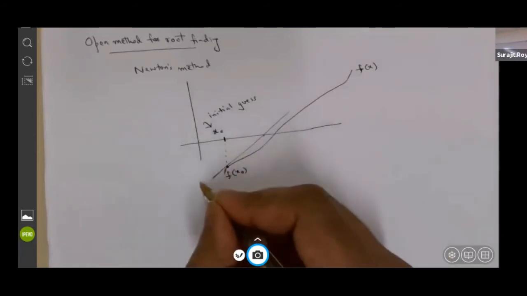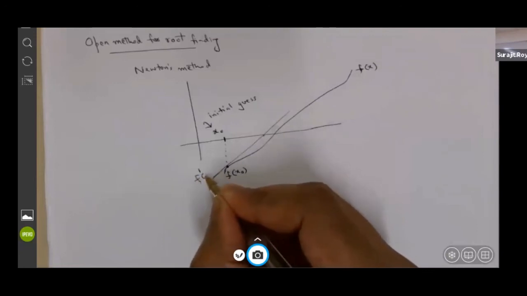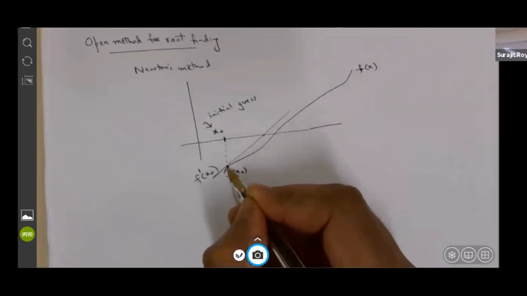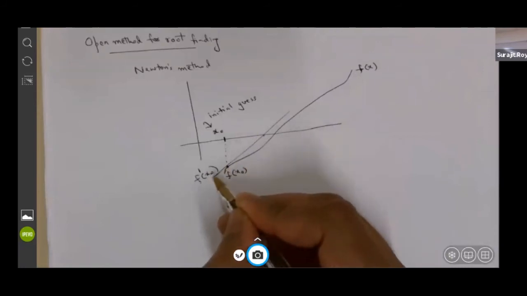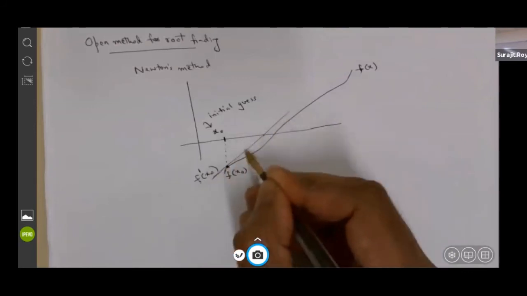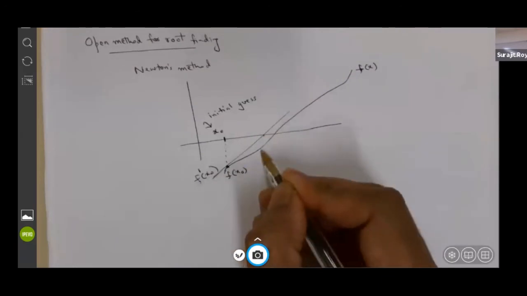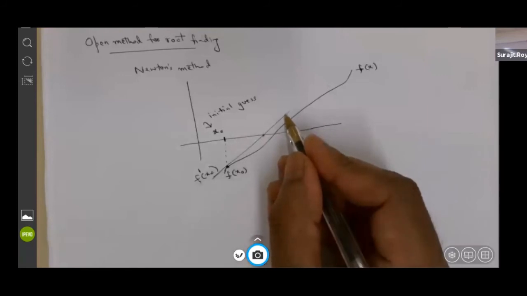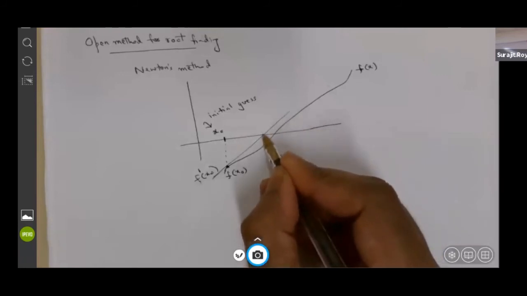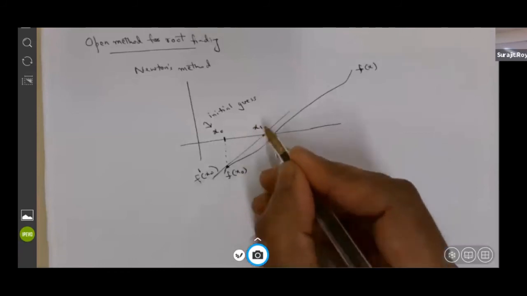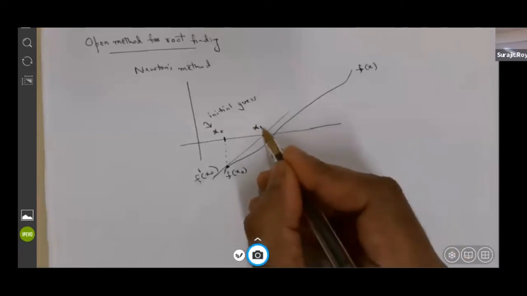And this line is basically f prime x naught, because this is f prime x at x equals x naught. F prime x basically means the slope of this function at x evaluated at this point x naught. So this is the tangent to the function f x. And then you find the intersection of this tangent line with the x-axis. Wherever that intersects, that becomes your next iteration value, the next value of x.